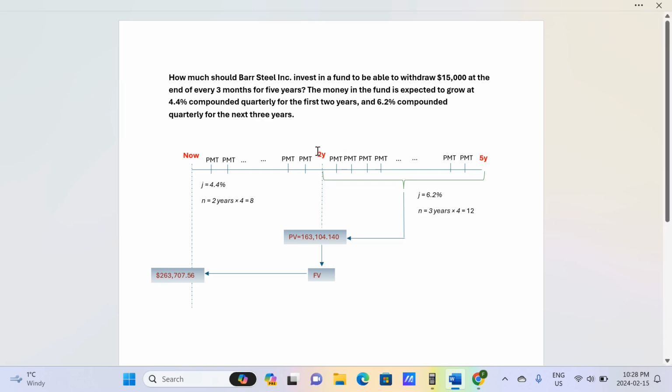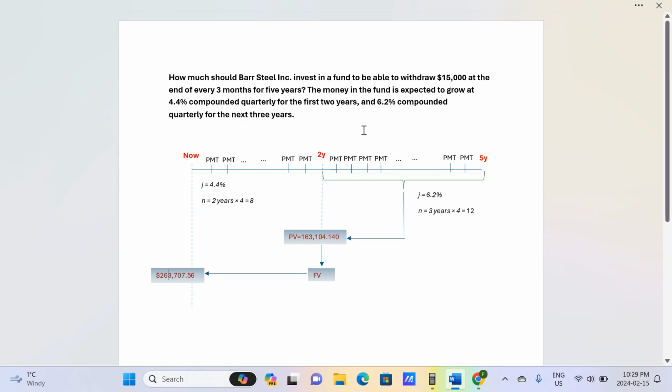Look at here, in this question, a company is going to invest at the beginning. Then they are going to withdraw $15,000 from this investment quarterly, every 3 months, for 5 years. The rate of interest for the first 2 years is 4.4% compounded quarterly. After 2 years, during the 3 years, the rate is 6.2% compounded quarterly.